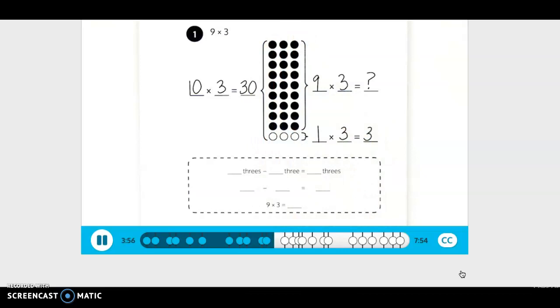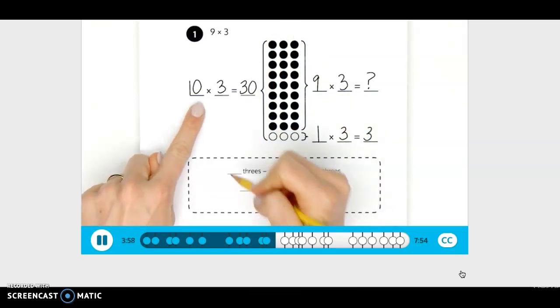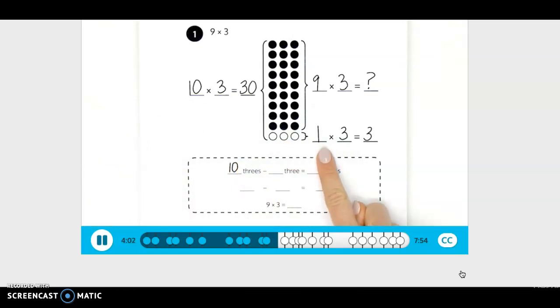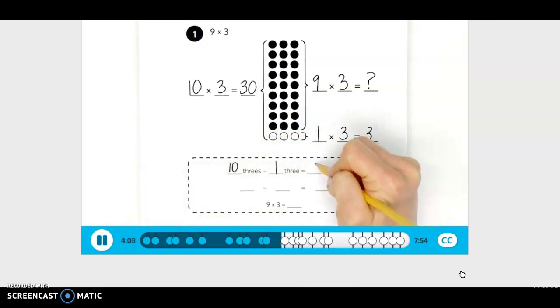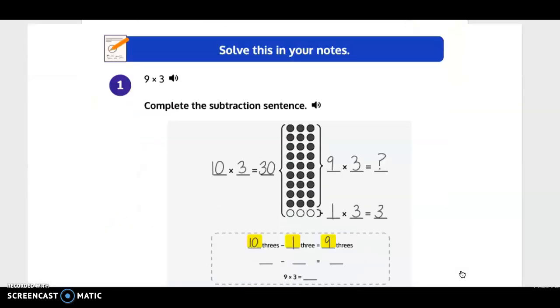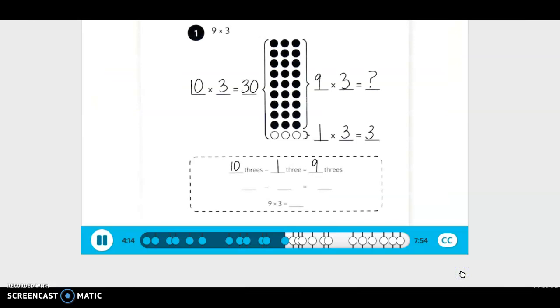Let's record that thinking. 10 threes minus 1 3 equals 9 threes. Write that here. Ten threes minus 1 3 equals 9 threes.